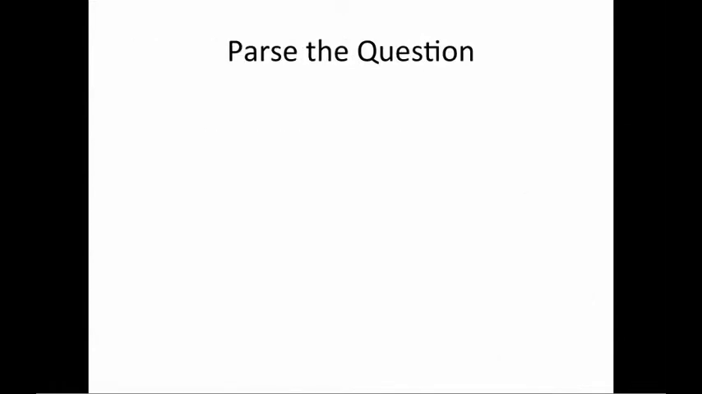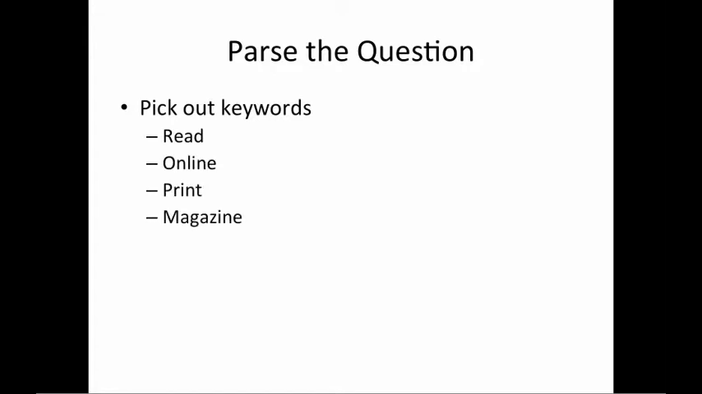So the first thing you want to do is parse the question. Pick out keywords from the question, and the ones I've picked out are read, online, print, and magazine. So those are keywords that you could use in Google or, preferably, in Communication and Mass Media Complete.